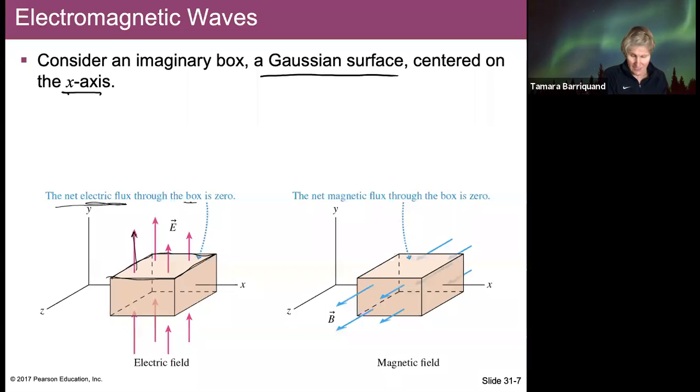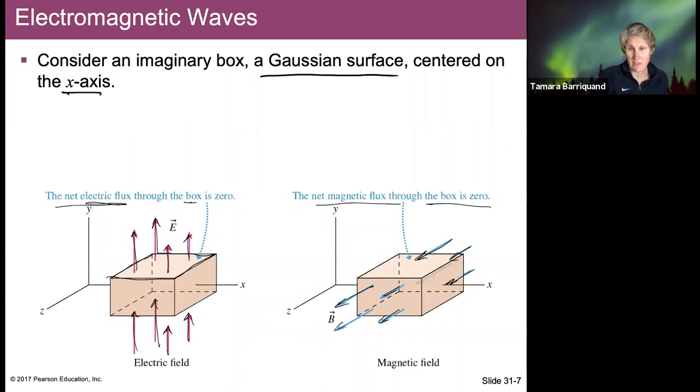And we see that the electric field that's coming in is the same electric field that's going out of our box. So there is no net flux through the electric field. And for the magnetic field, we see that all of the vectors that come into the box are the same that are coming out of the box. And so yet again, there is no net flux. The net flux through the box here is 0 for the magnetic flux.